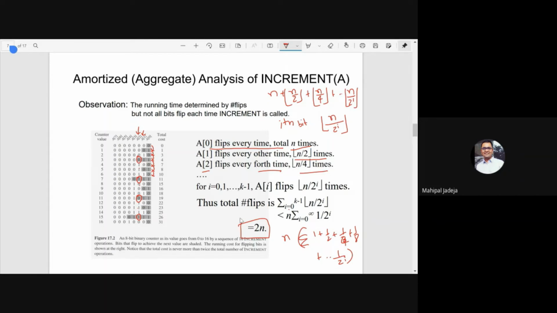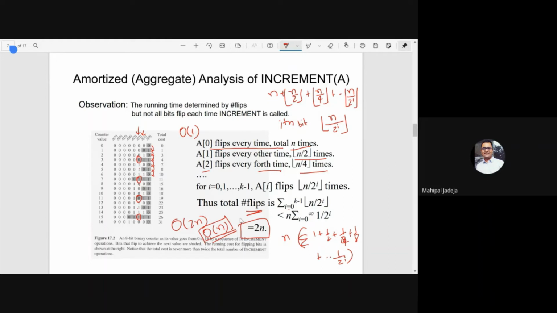And what was our initial assumption? Each flip will take order of 1 time. So order of 2n time is required to flip 2n bits, right? Because ultimately the total number of flips is 2n. So therefore, the complexity associated with these flips is order of 2n, which is nothing but order of n. So that means if you call this increment n times, then the total cost is order of n.